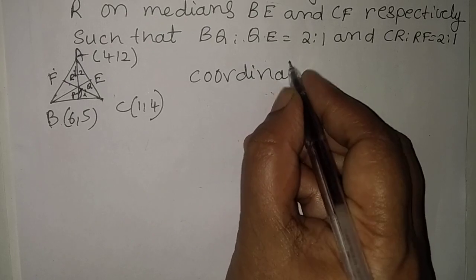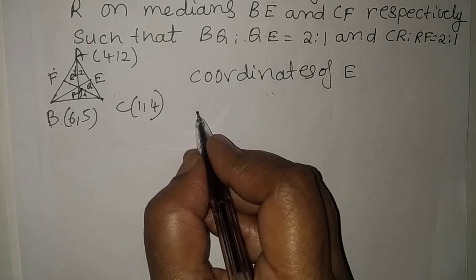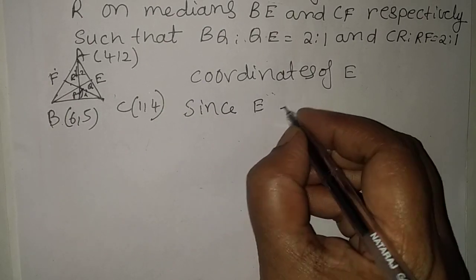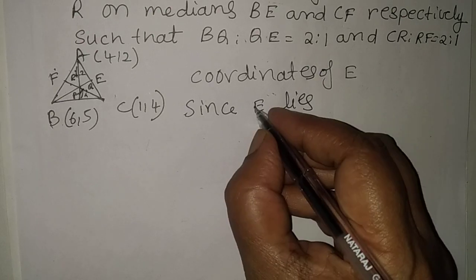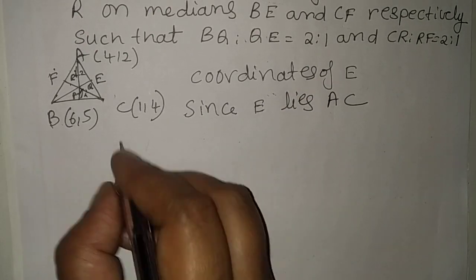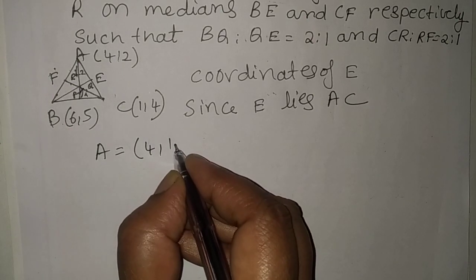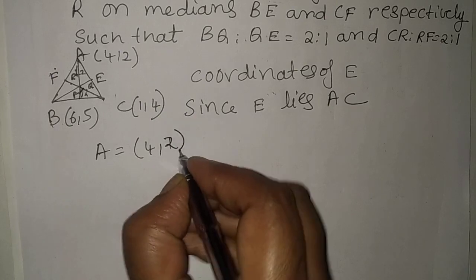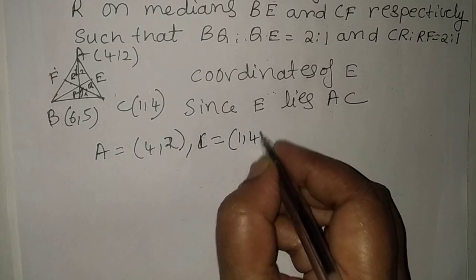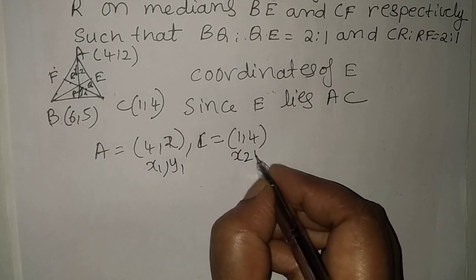For the coordinates of E, since E lies on AC, we take A as (4, 2) and C as (1, 4). This is x1, y1, x2, y2.